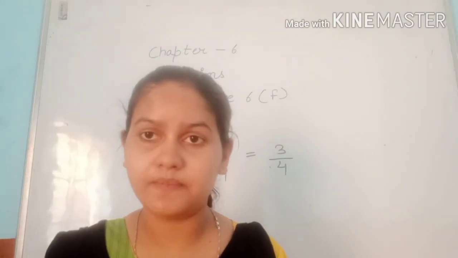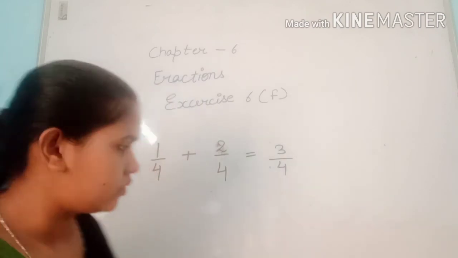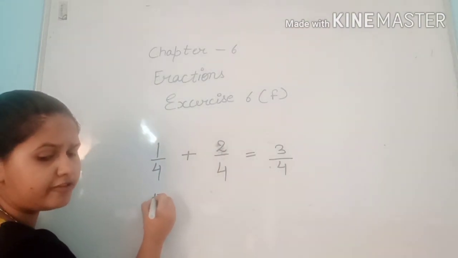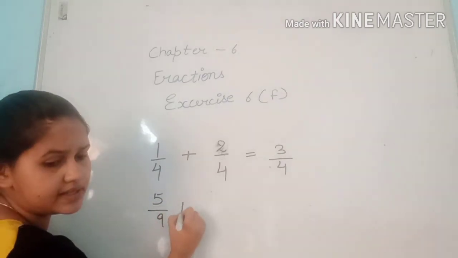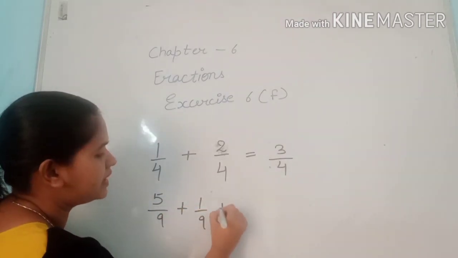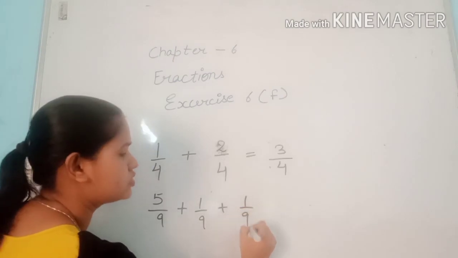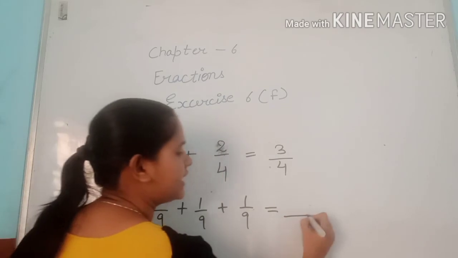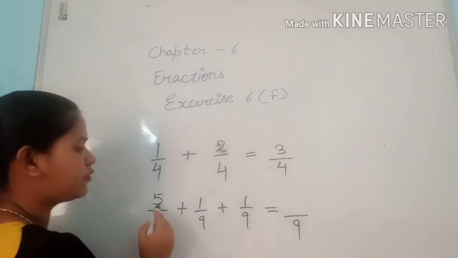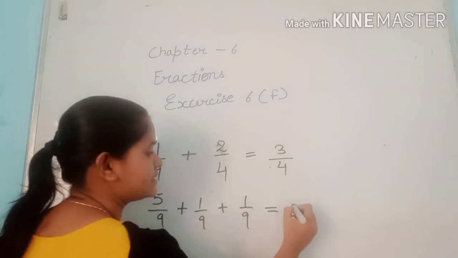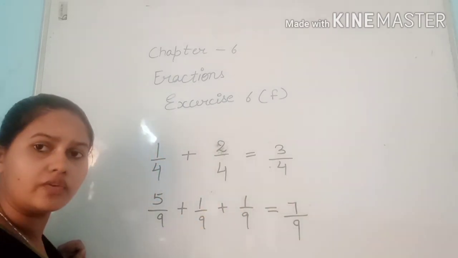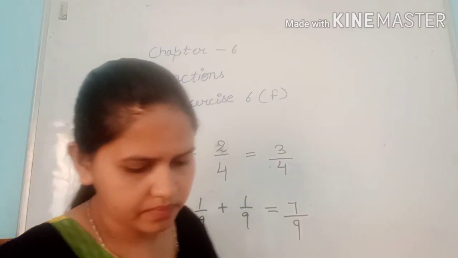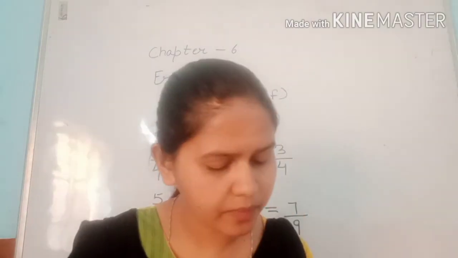Now we have 3 fractions at the same time. So as we have part B, right, 5 by 9 plus 1 by 9 plus 1 by 9. So you can easily arrange them. We will take the denominator as 9. And 5 and 1 is 6, 6 and 1 plus 7. So we have 7 over 9, right? So let's do the third one. Okay, we will do some more, 3 types of sum.